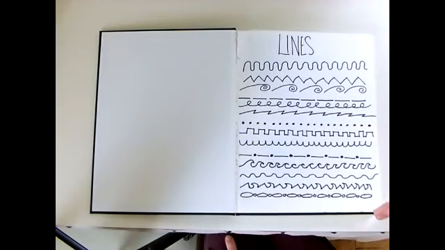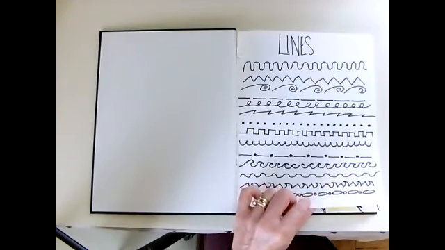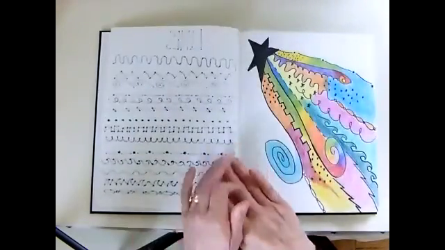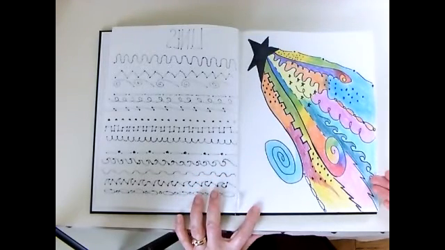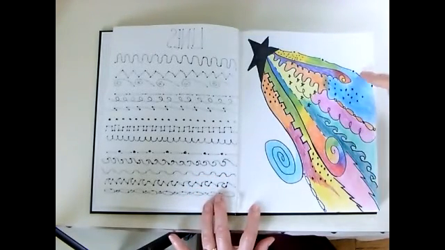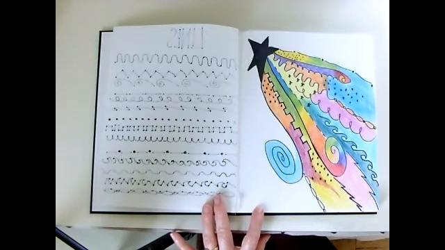You can use any of these lines in your art project, or if you want to make up your own lines, I'm all for that. I think that's a great idea. Today, we're going to use our lines, shapes, and colors to make a beautiful shooting star picture. As you can see, I have lots of lines and colors in my picture, lots of different kinds.